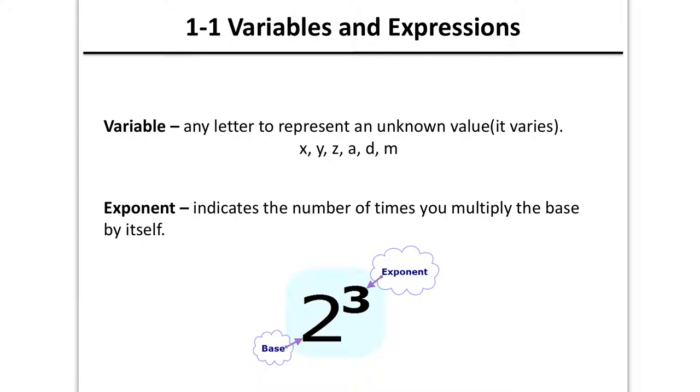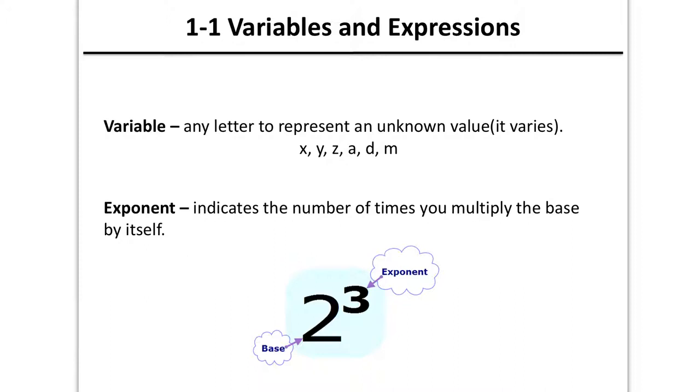So let's go ahead and look at some terms that you guys need to know, and we're going to start with variable. So a variable is any letter to represent an unknown value, which means it varies. And that's why we say variable, because it varies. The word varies means it changes every time. That number or a specific number can change every time you use a variable.